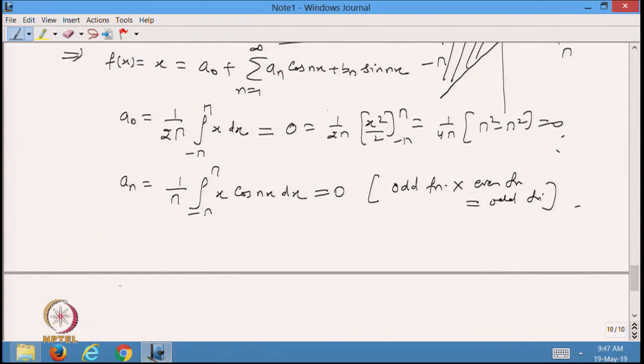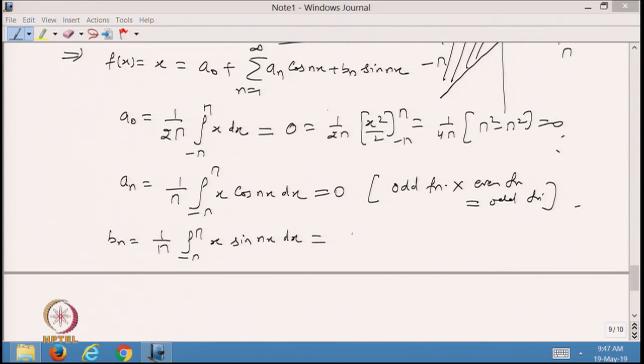Then I want to find the value of b n. If you see the b n, this is 1 over pi integral of x sin n x dx. This x is an odd function, and sine also, we know, is an odd function. So odd multiplied by odd becomes even. Then I want to solve this integration.